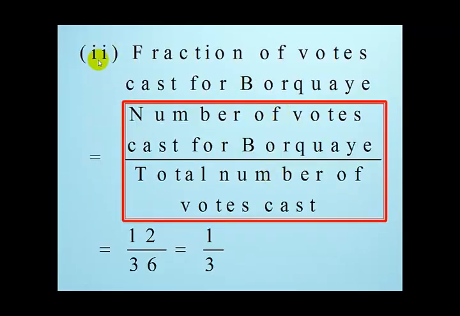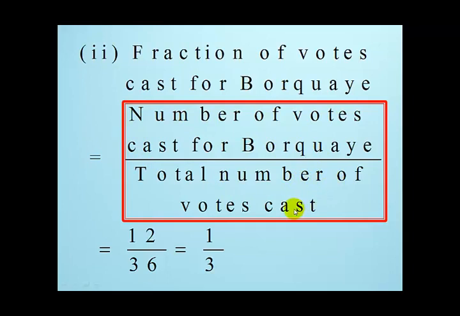Now, the fraction of votes that was cast for Bokwi. You were asked to find the fraction of votes cast for Bokwi. So the fraction of votes cast for Bokwi is equal to the number of votes cast for Bokwi divided by the total number of votes cast.